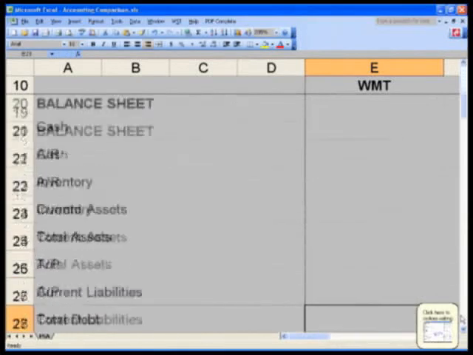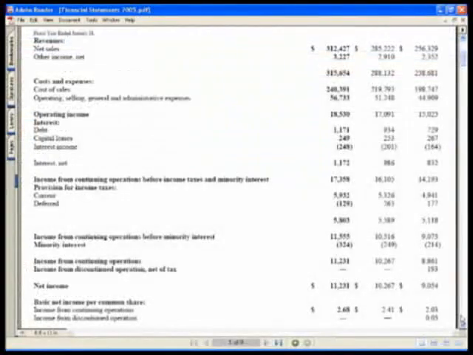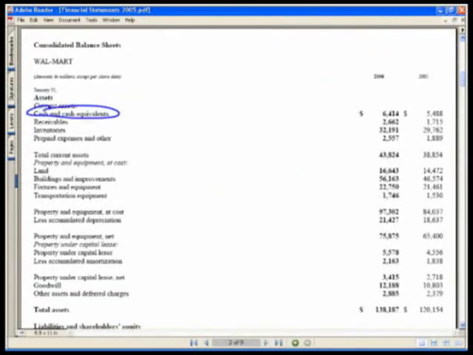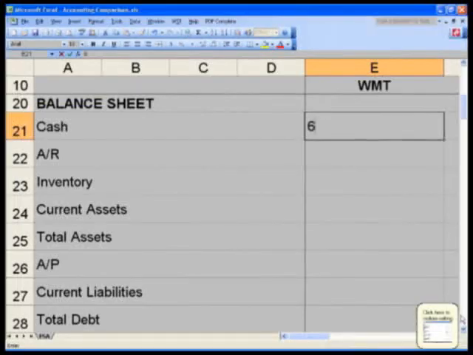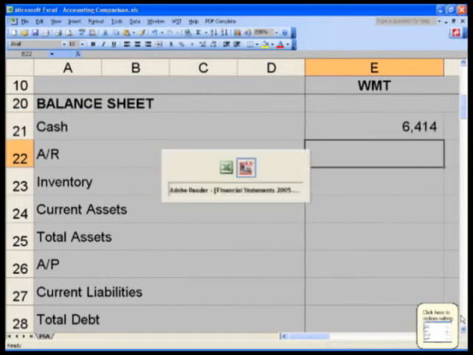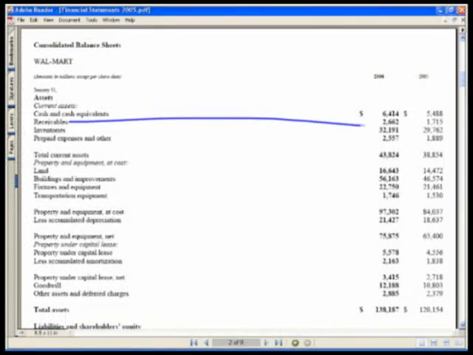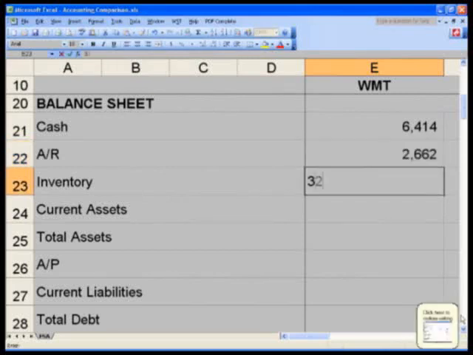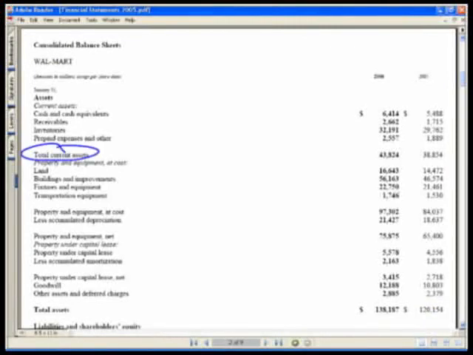Let us now flip down to the balance sheet. Balance sheet for Walmart on the cash. Let us take a look at this. What is our cash and cash equivalents? 6414. Please go ahead and input that number, 6414, into your numbers. Accounts receivable balance will be receivables, 2662. Let's take a look and cheat ahead. Inventories will be 191. So 2662, 191. Our total current assets will simply be this number right here, nice and easy. They gave it to you already, 43,824.